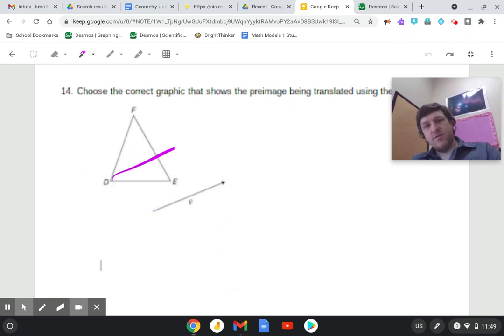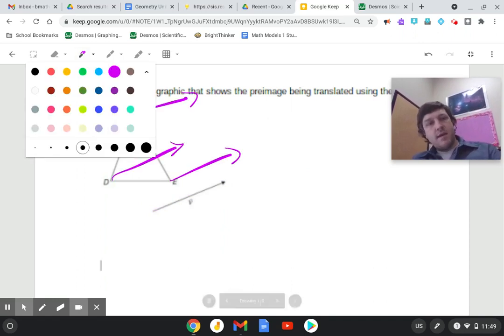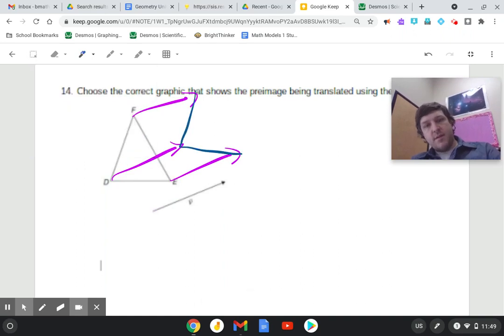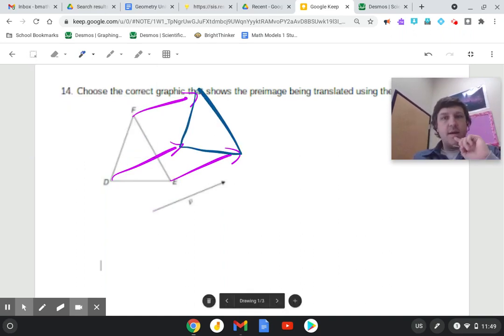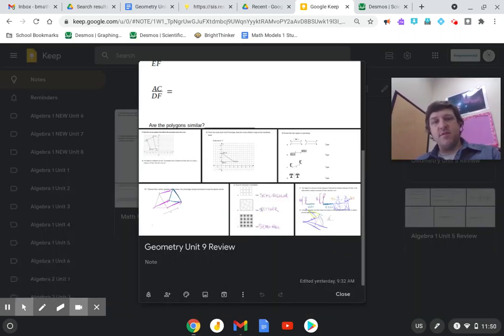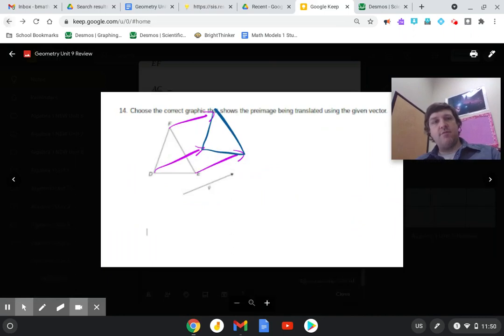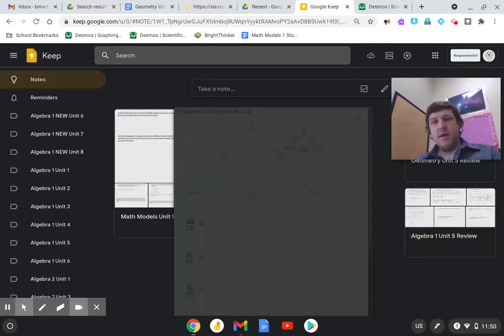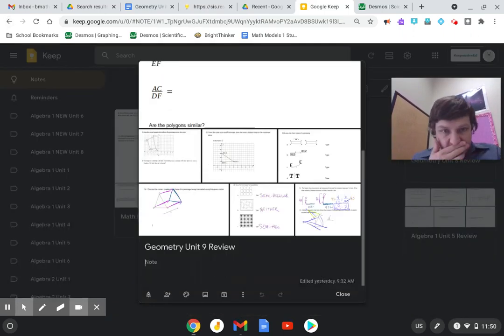So in a sense, you're going to move d that way, e that way, and f that way. And so this would be maybe an example of what your final drawing would look like, something like that. Again, you're not going to be doing this yourself. You're going to be picking from a set of options that you have on the multiple choice. Let's see, keep going here.